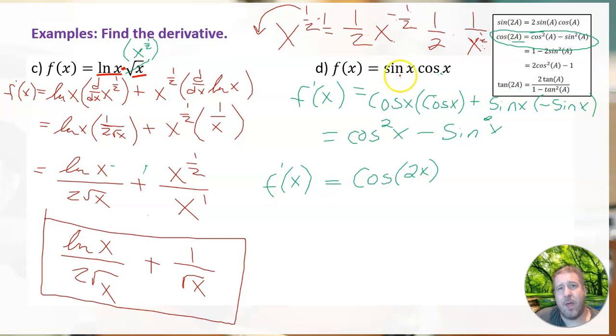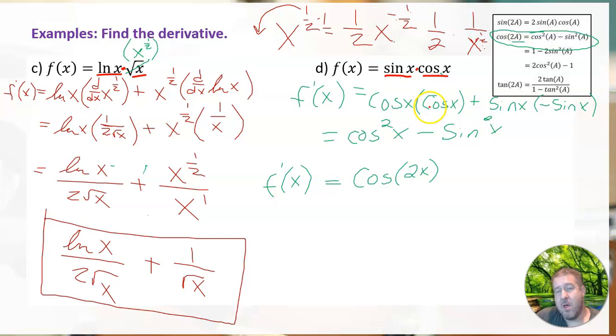One more product rule here. First term is sine of x times the second term, which is cosine of x. Pretty straightforward question here. So, okay, I went back to doing it the way that most people do it. So second term times derivative of the first plus first times derivative of the second. And then it's just a matter of simplifying.